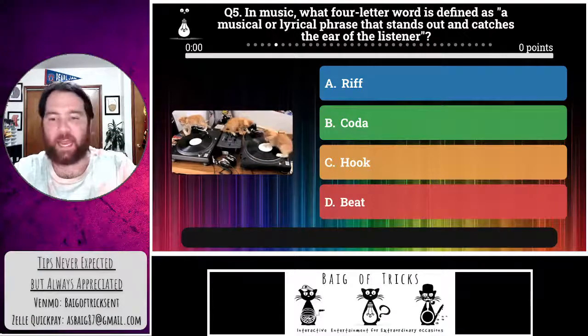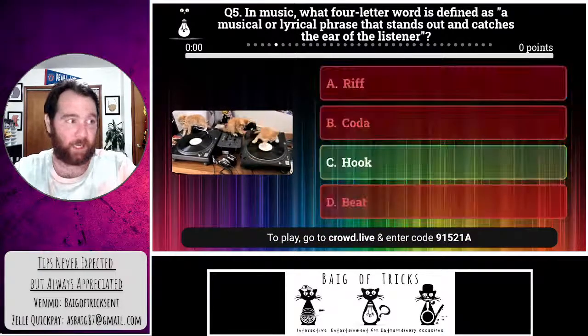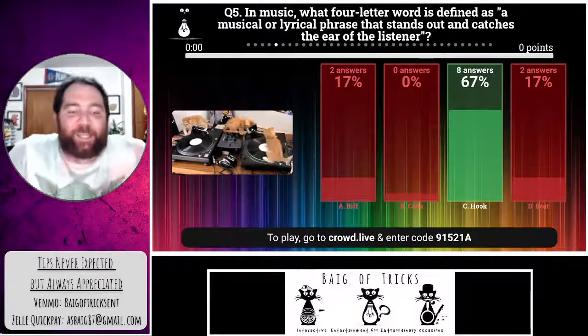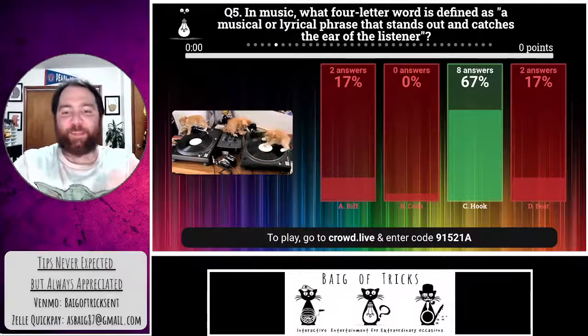Blues Traveler would be happy to tell you the hook. This is the correct answer. The hook brings you in. The hook. Captain Hook. Yeah. All right, that's question 5.